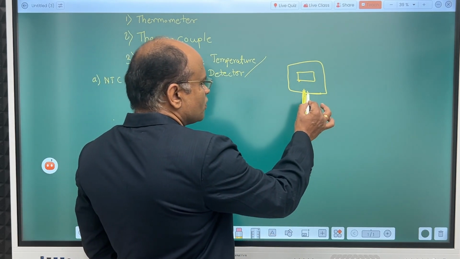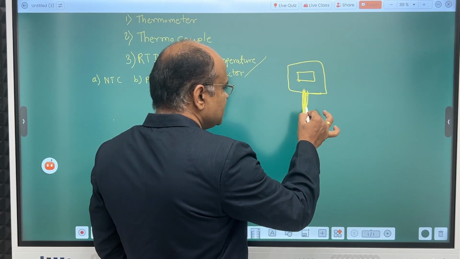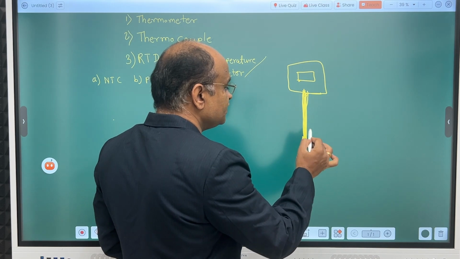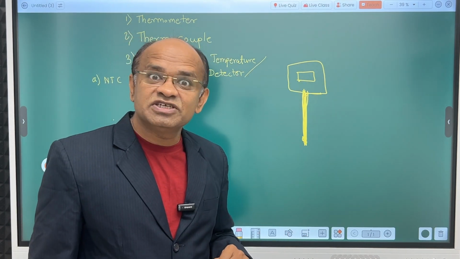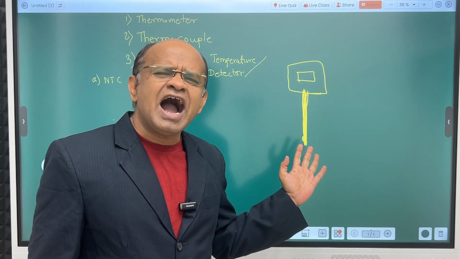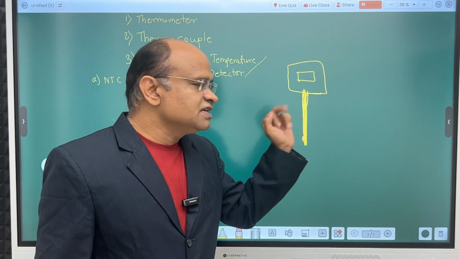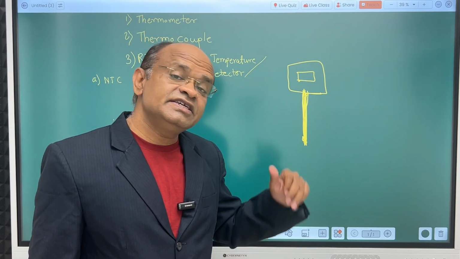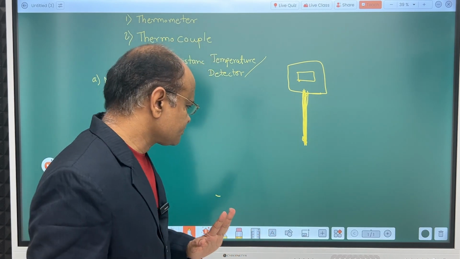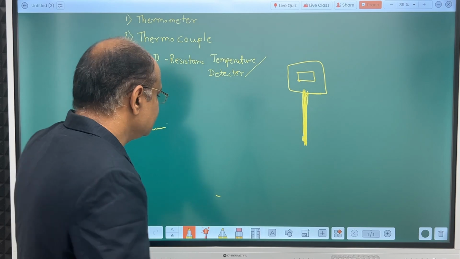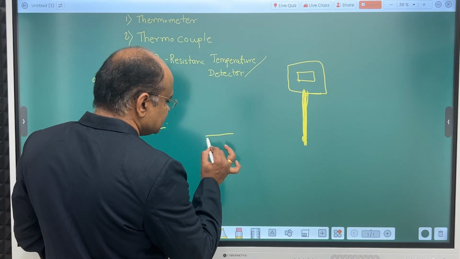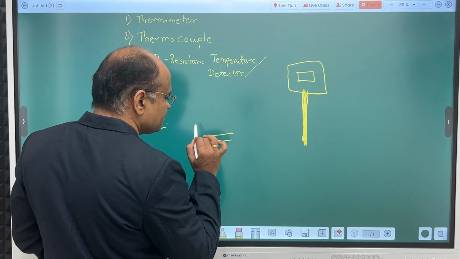This is a probe. This probe will sense the heat and determine the temperature, and we will have a display here showing the temperature. For very high heat applications, these thermometers, or RTDs, are used. Now, how is it constructed? Let us see, this is a ceramic plate.